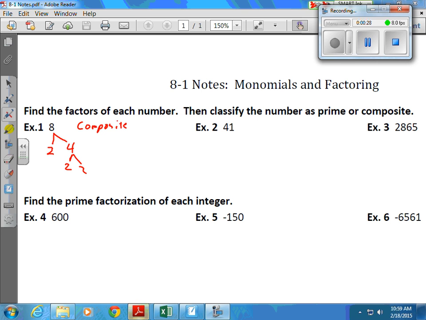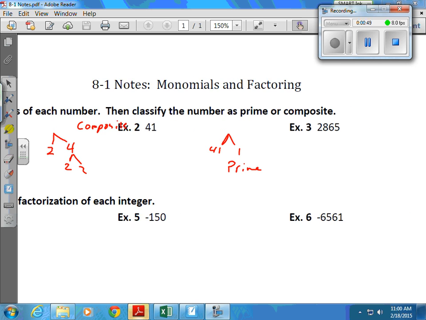What about 41? Can we break 41 down into anything? Try some numbers. Try 3. Nope. Try 7. Nope. Try 11. You try some numbers, and then you can say, well, nope. It doesn't break down into anything except 41 and 1, so it's prime.